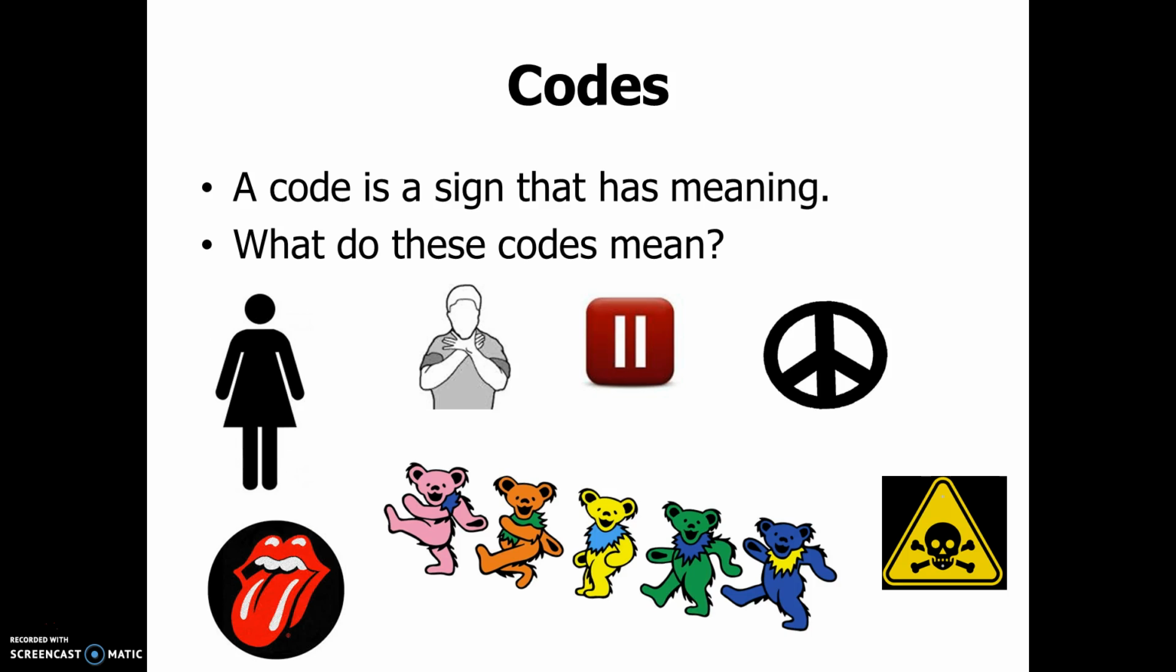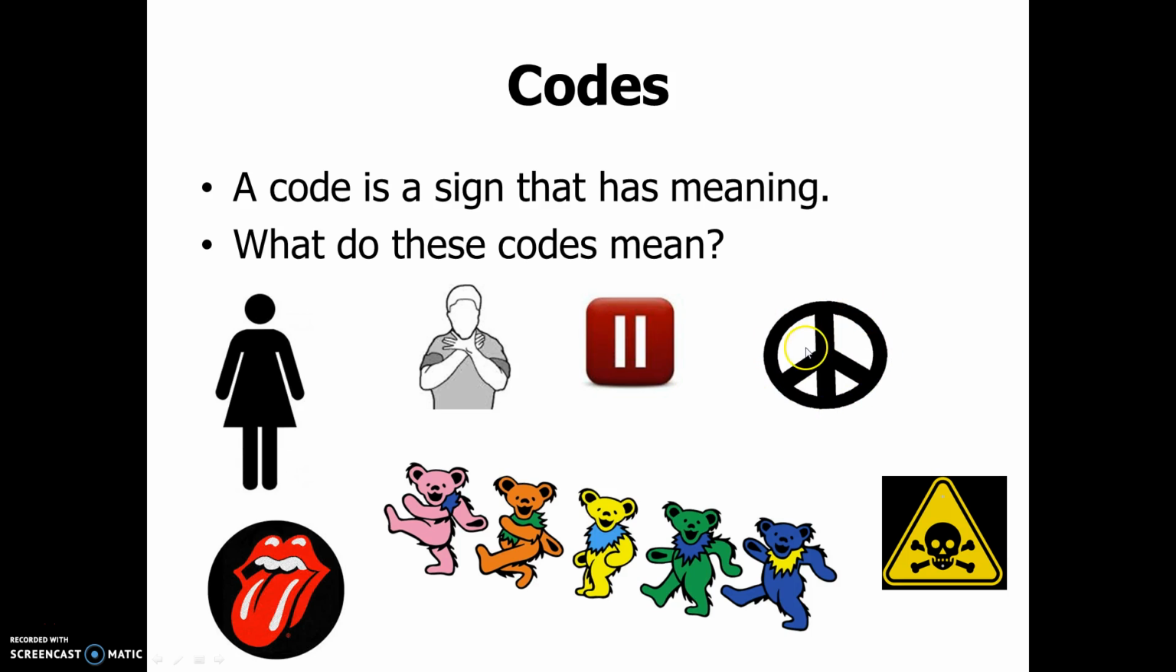A code is any sort of sign that has meaning to people. For example, there are some codes on this slide that might be quite familiar to a lot of you. When we see this, we know that this usually signifies a women's restroom. This here is a universal sign for choking. This is a pause symbol, and it's something that we probably see very frequently on remote controls.